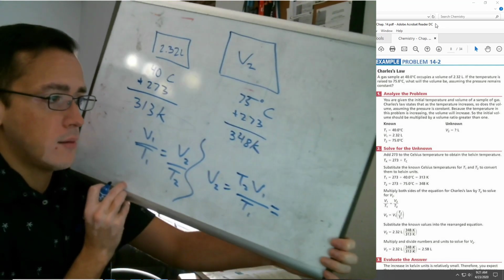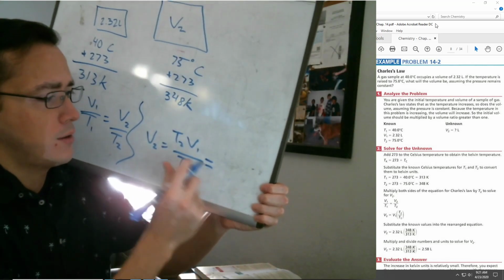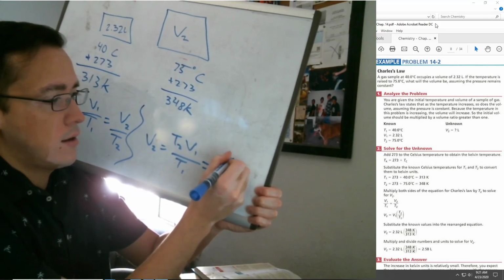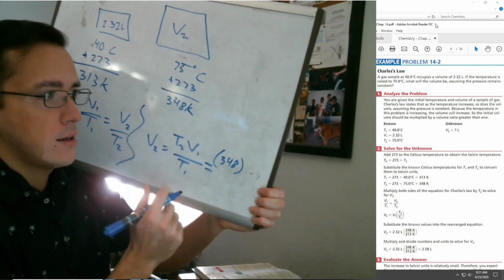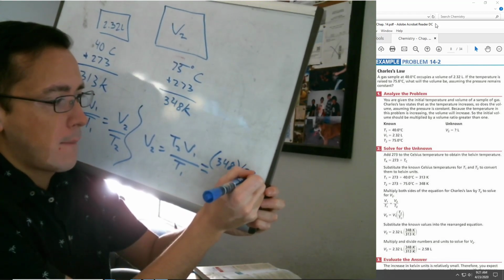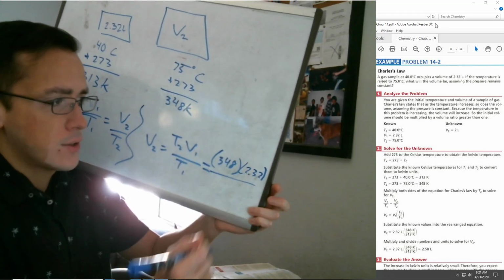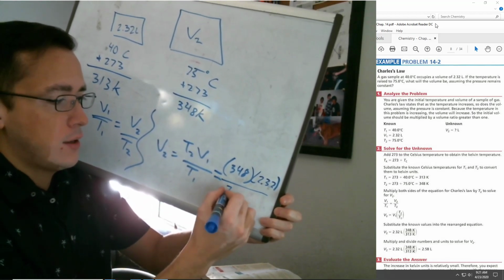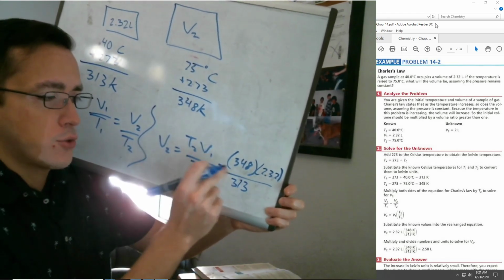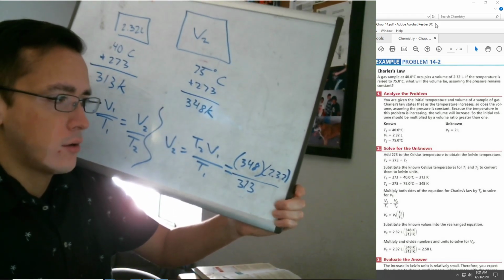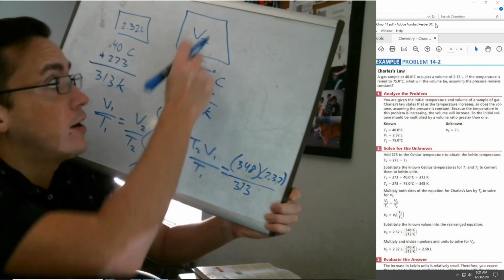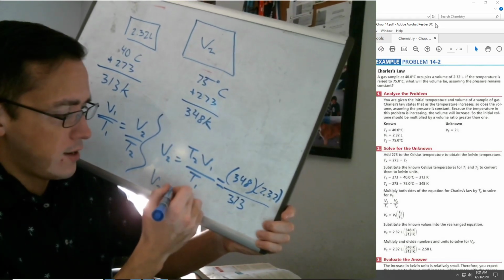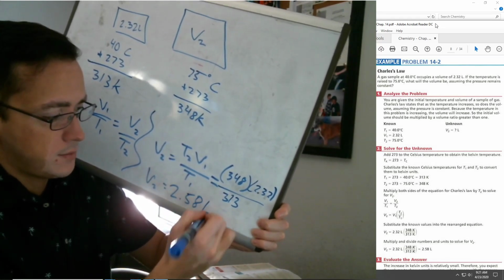Then all we need to do is plug in the numbers we actually have. It's getting a little weird, but plug in the numbers that we actually have. T2 is 348. V1 is 2.32 liters. I don't have enough room to write the units. And T1 is covered by my head, 313. So 348 times 2.32 divided by 313. And our second volume, this volume right here, is 2.58 liters.